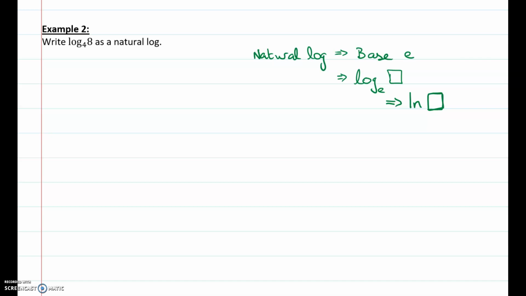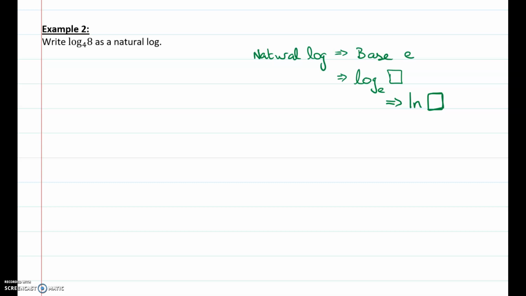In this example, we're asked to write the log of 8 to the base 4 as a natural log. Now, the thing about natural logs is that they use a base e. So it becomes log to the base e of whatever the number is. But log to the base e, generally we write that in mathematics as ln. Okay? So instead of log, the word changes altogether and it becomes ln. But anytime you see ln, it's just a log to the base e.